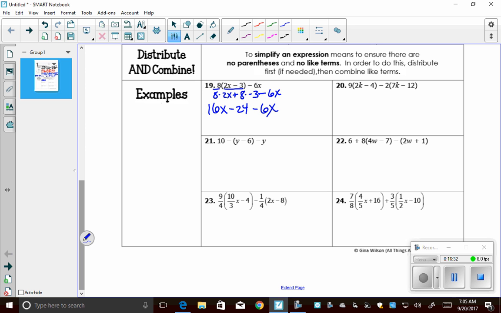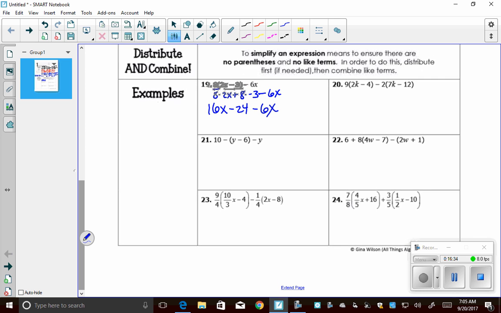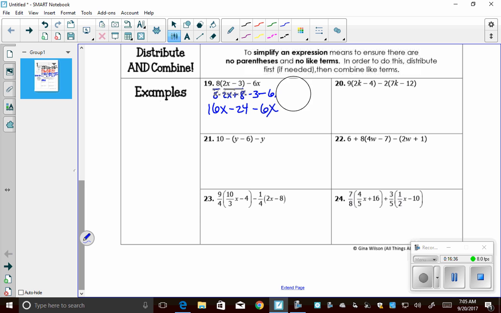If you don't want to write this negative 6x right here for now, you don't have to. You can erase it. Or if you think you might forget about it, keep it. It does not matter, as long as you don't forget about it in the end. So had you just given me this, you would be wrong. Okay? So you have to remember the negative 6x.